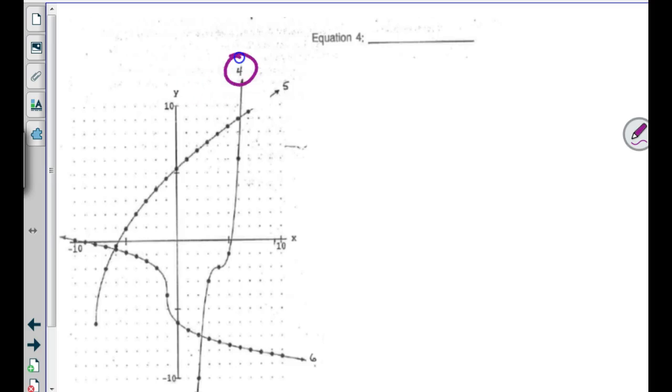Does anybody know the parent of that one? X cubed. Good job. Okay, so we're doing the same thing. What point are we looking at as being our special? It's not really a vertex anymore, but it's kind of that inflection point, right? Where it changes its shape.